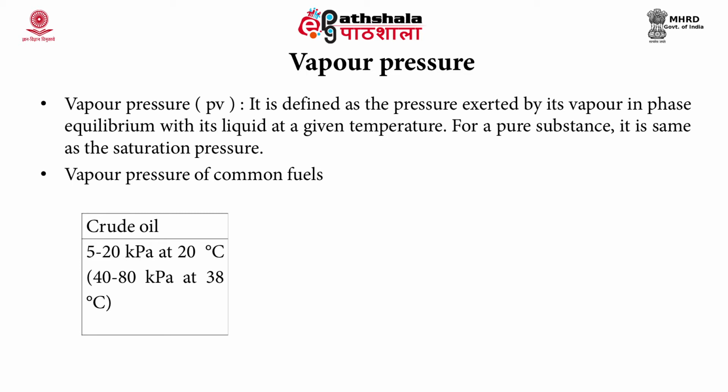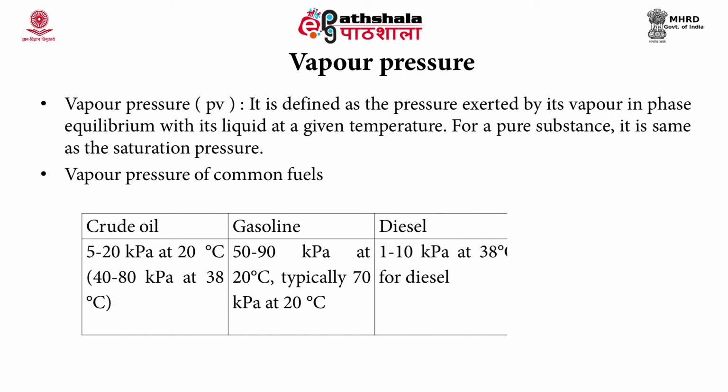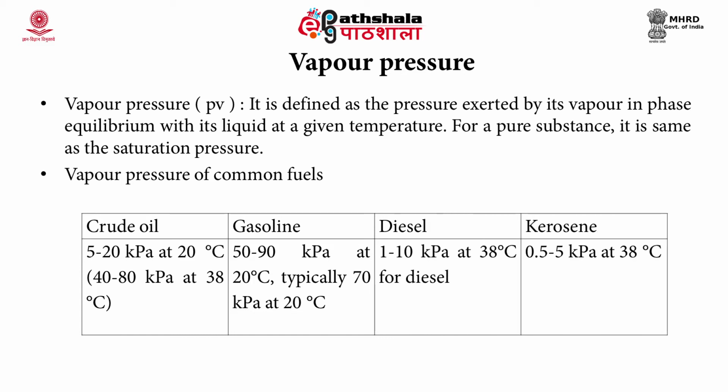In the case of gasoline, 50 to 90 kilopascal is the vapor pressure, and for diesel the vapor pressure is 1 to 10 kilopascal. It is 0.5 to 5 kilopascal for kerosene.